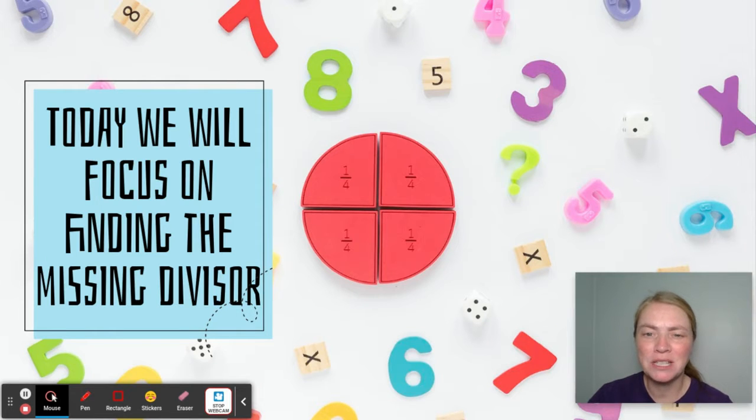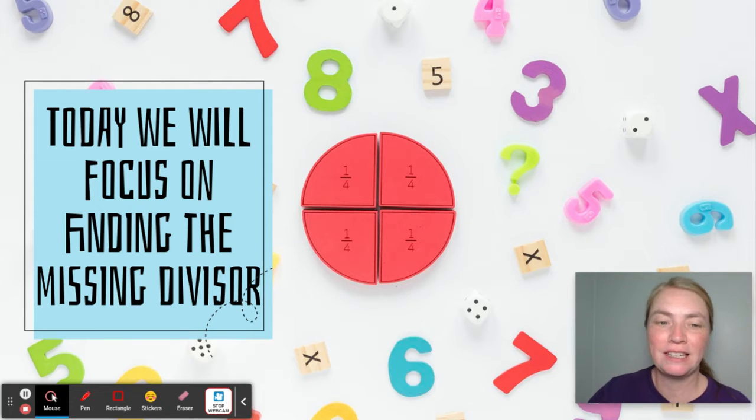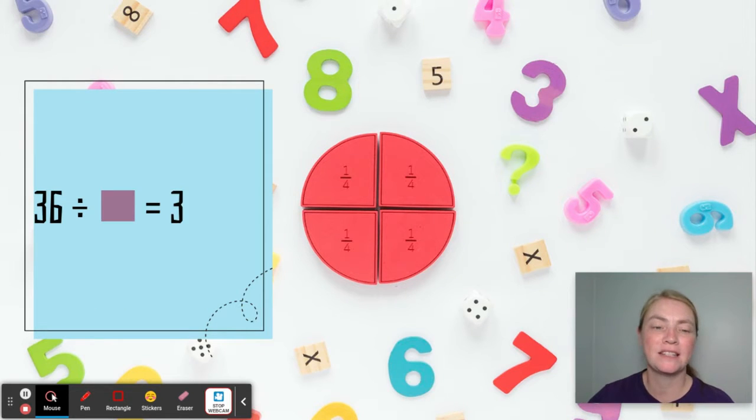All right, boys and girls and mathematicians far and wide, today we'll be focusing on finding the missing divisor. Are you ready? Let's get started. 36 divided by what number is equal to 3? This is a tricky one, but if you said 12, you would be correct because 12 times 3 is in fact 36. Let's keep moving.